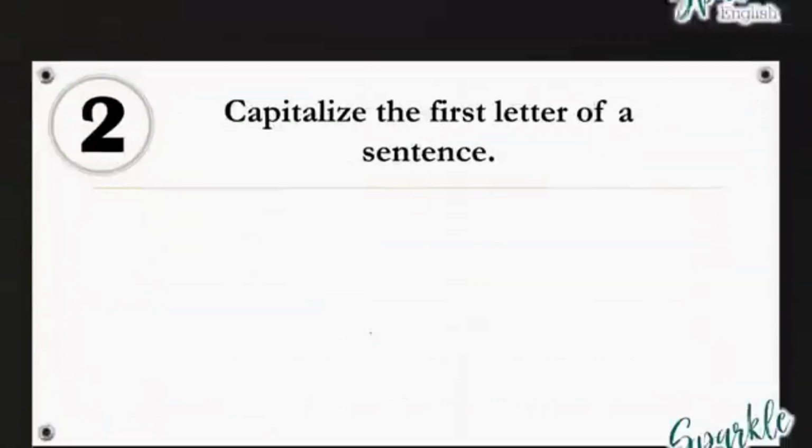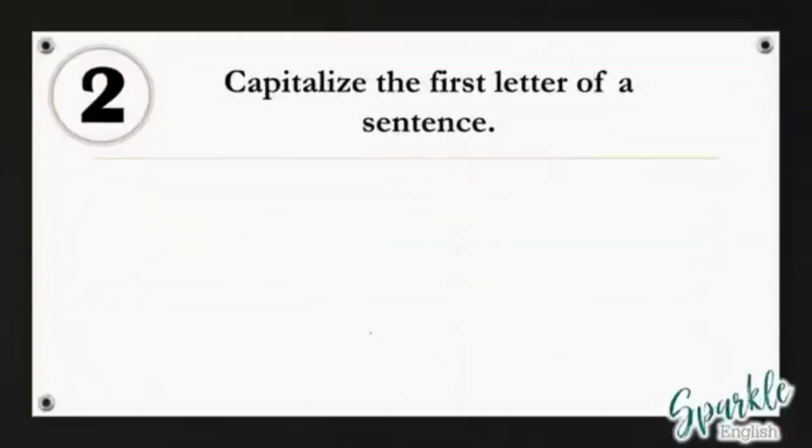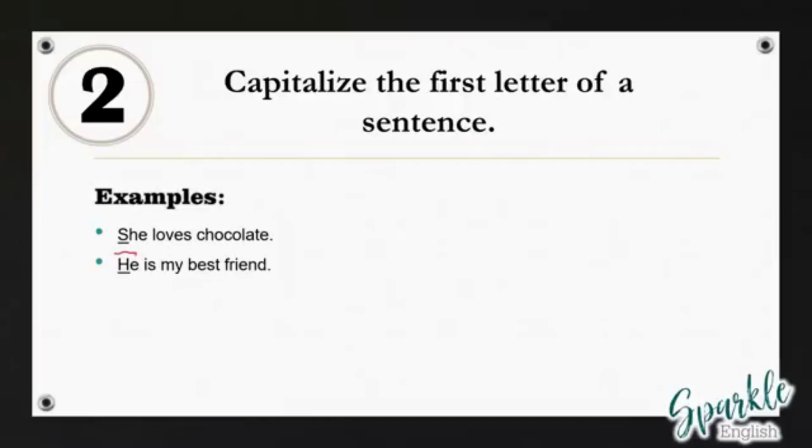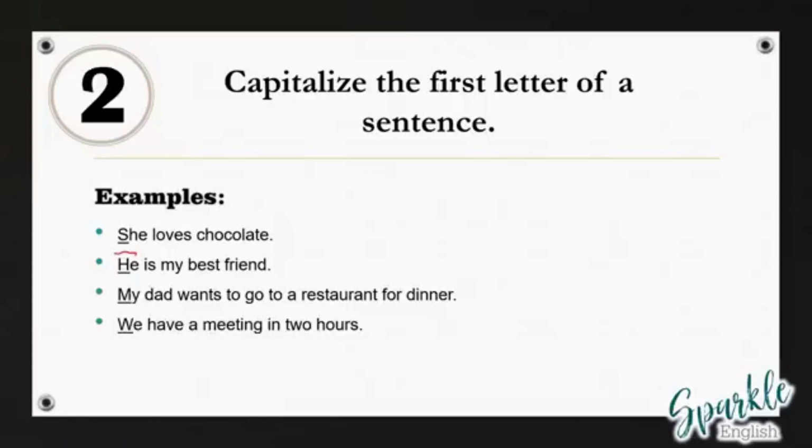Rule number 3, the exclamation mark is used to express strong emotions or emphasis. It adds excitement or urgency to a sentence. For example, what a beautiful sunset! We have a meeting in 2 hours! Rule number 4, capitalize the first letter of a sentence. When a sentence ends with a question mark, a period, or an exclamation mark, you would leave a space, and begin the next sentence with a capital letter.